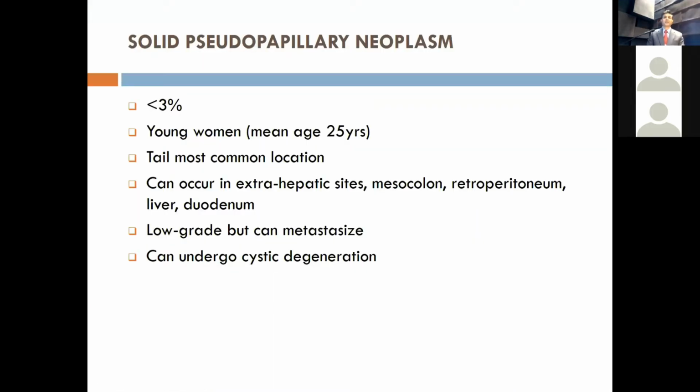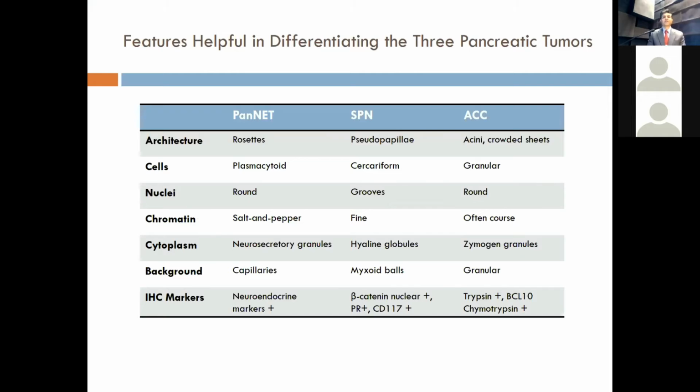So this is a rare tumor, seen mostly in young women, and the most common location is the tail. These are low-grade tumors that can metastasize and can also occur in extrapancreatic sites such as the mesocolon, retroperitoneum, liver, and duodenum. So this is a table that highlights the cytomorphological features of these three entities.